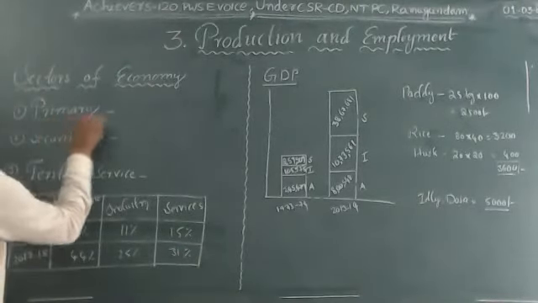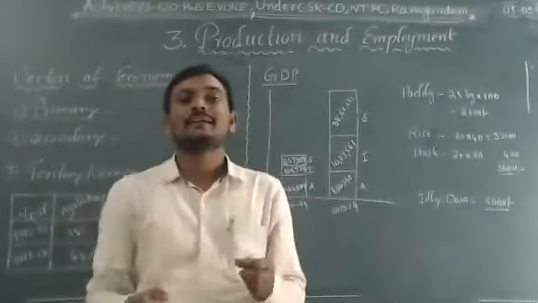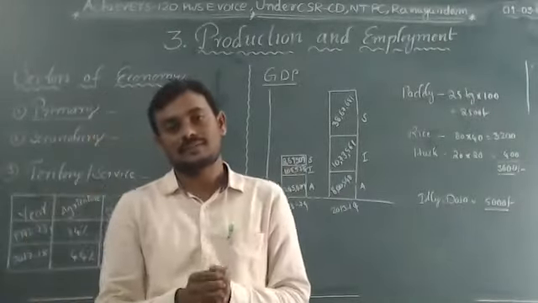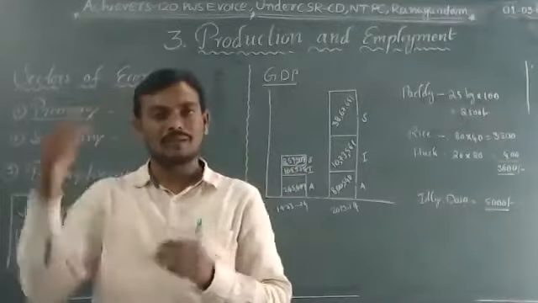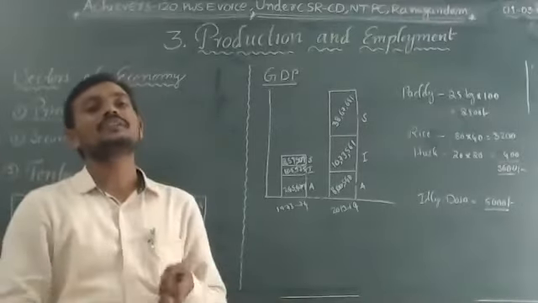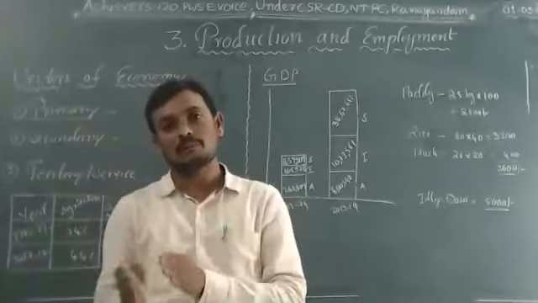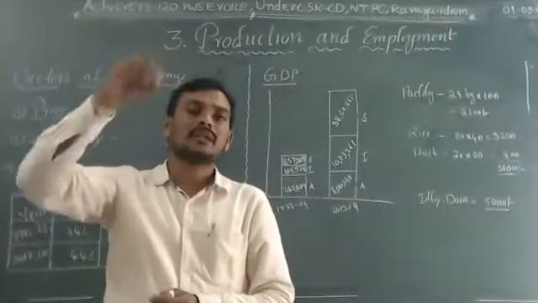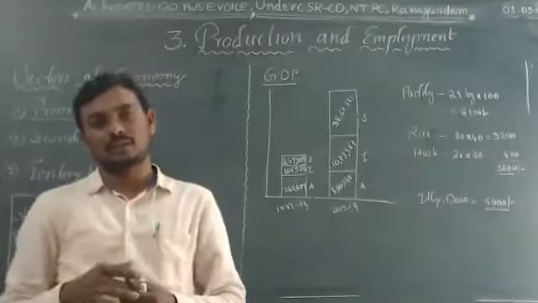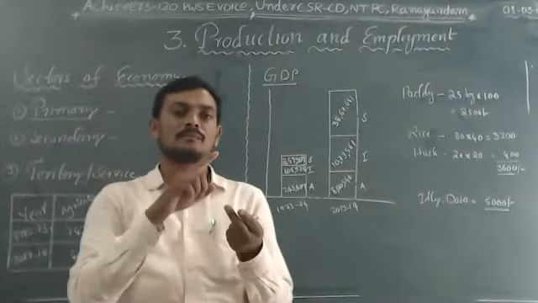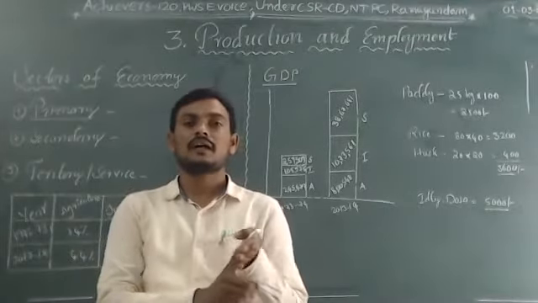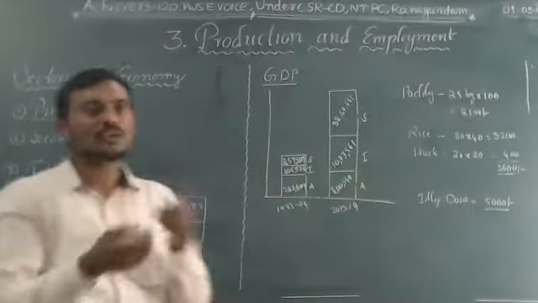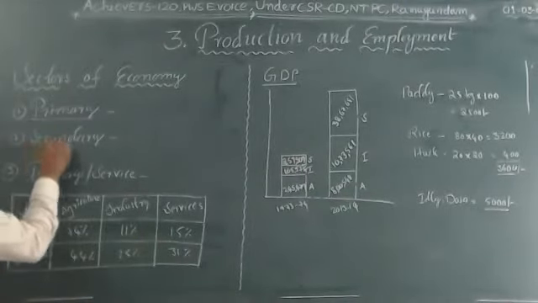First of all, what is the primary sector? The primary sector means the activities of agriculture, mining, fishing, and forestry come under it, where nature plays the dominant role. The activities related to nature come under the primary sector. So if a question asks which of the following activities comes under the primary sector, you have to choose agriculture, mining, fishing, forestry, and other activities related to nature. Clear?